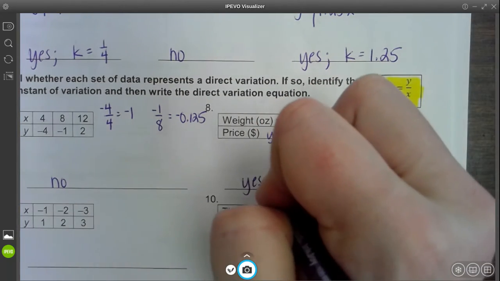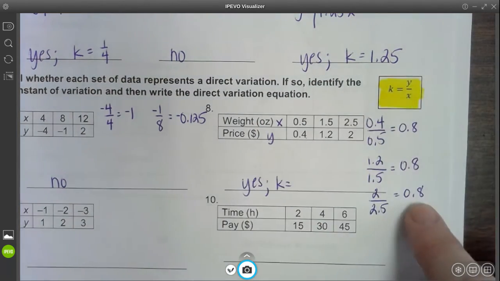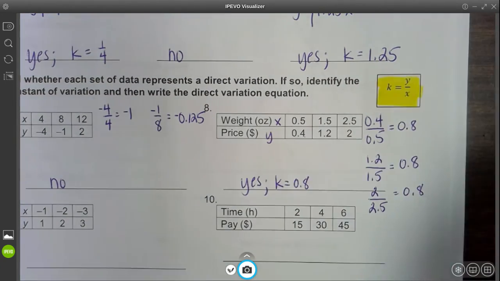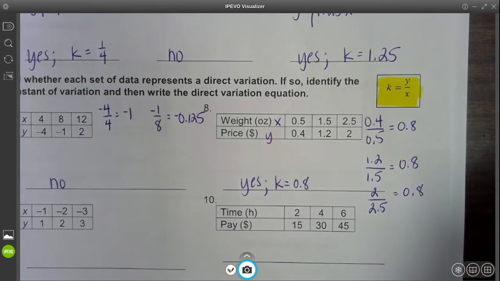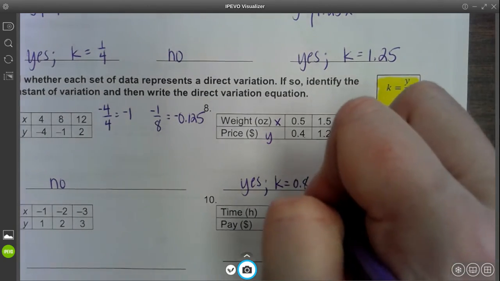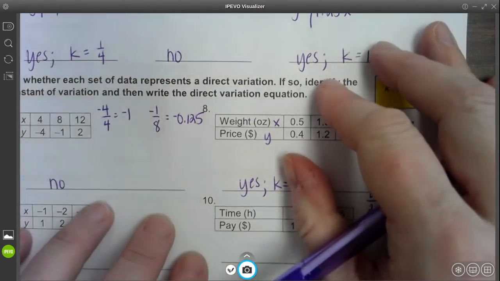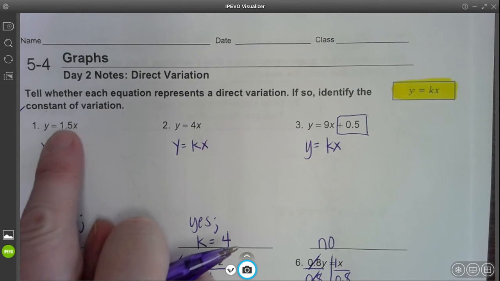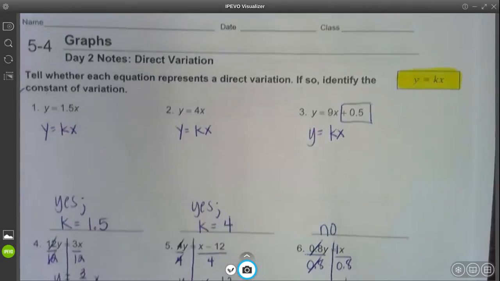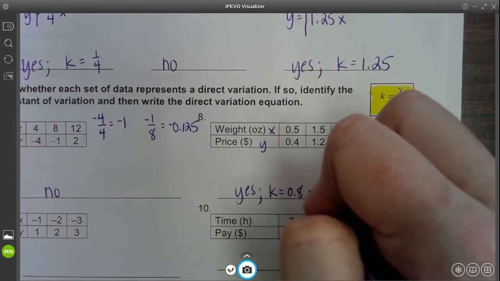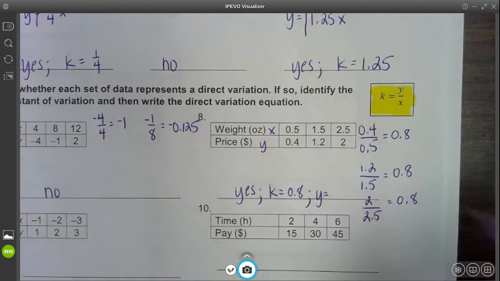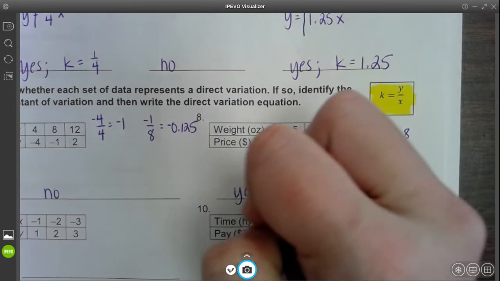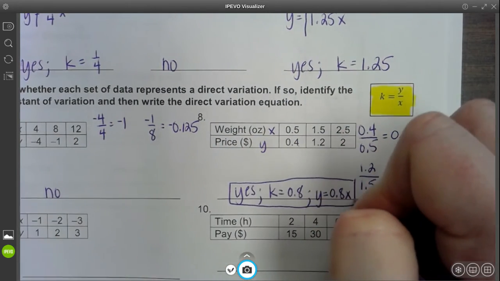And our k value is simply the number that we kept getting over and over. So in this case, it's 0.8. And then they also want us to write the direct variation equation. Up here, an example of a direct variation equation is y equals 1.5x. You just put the k value in there. So we're just going to write y equals, but now instead of k, I'm going to use our k, 0.8, and then the x, and that's my direct variation equation.